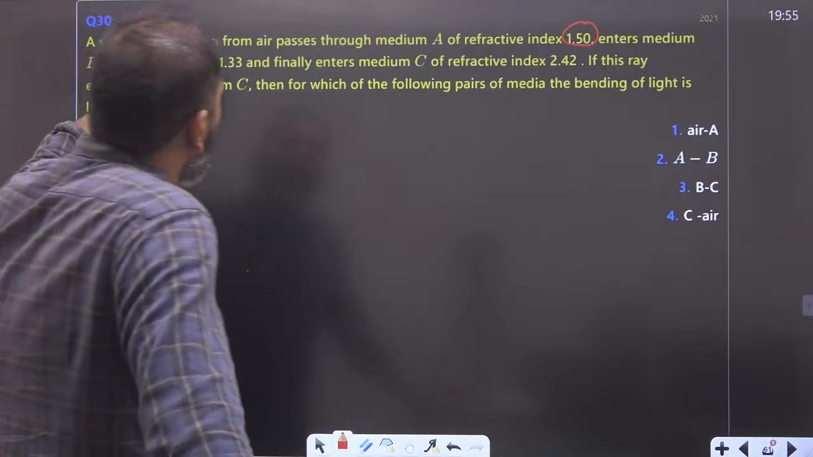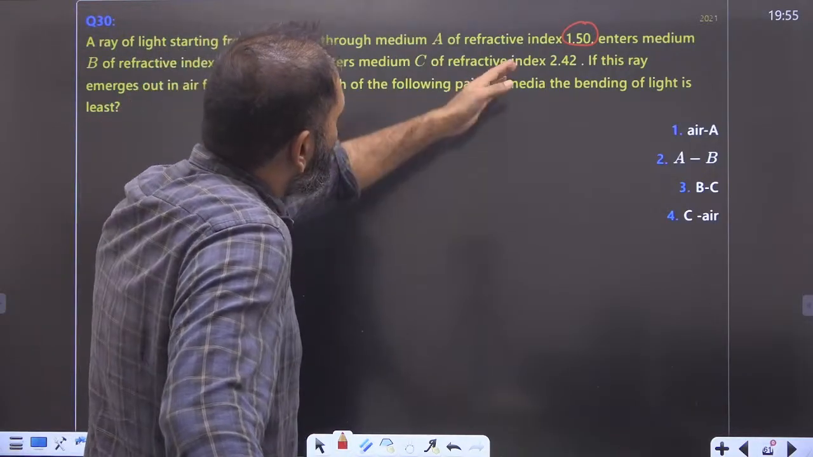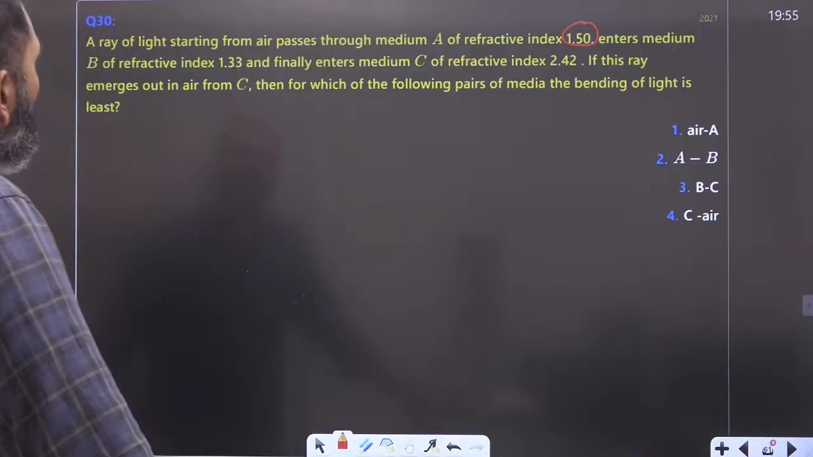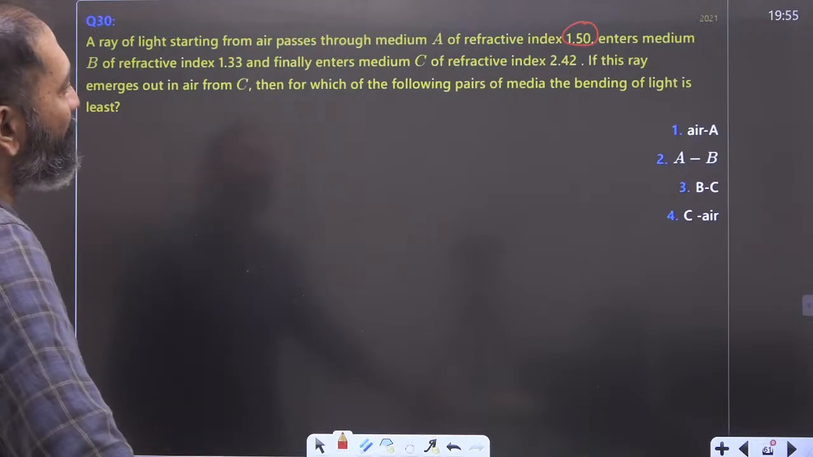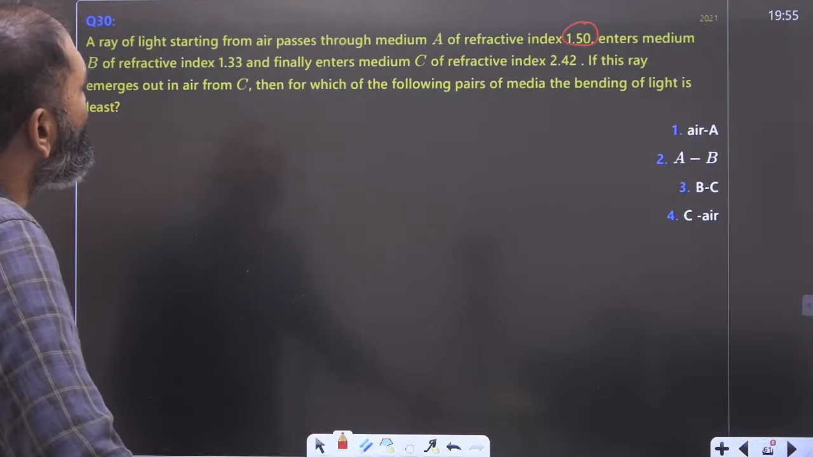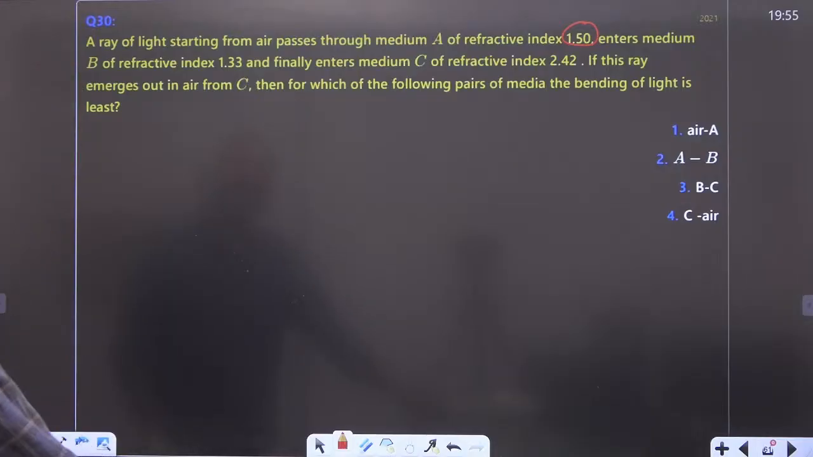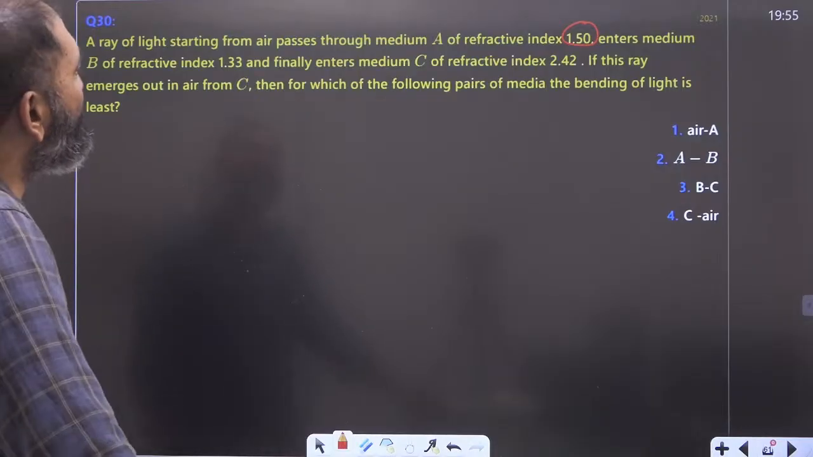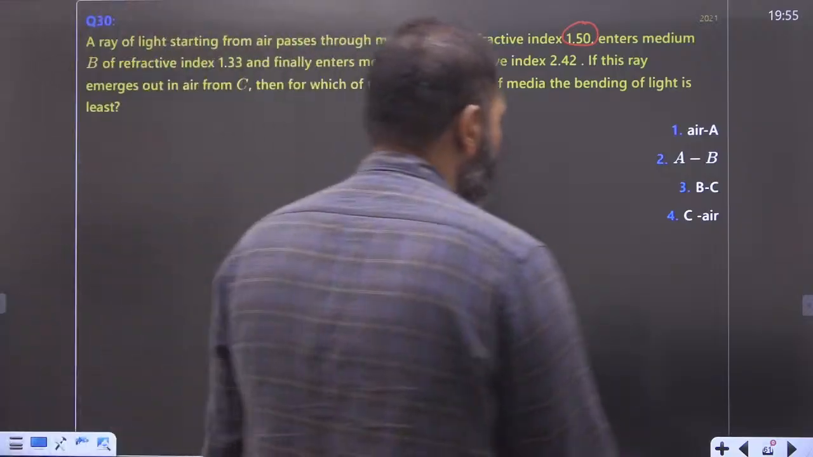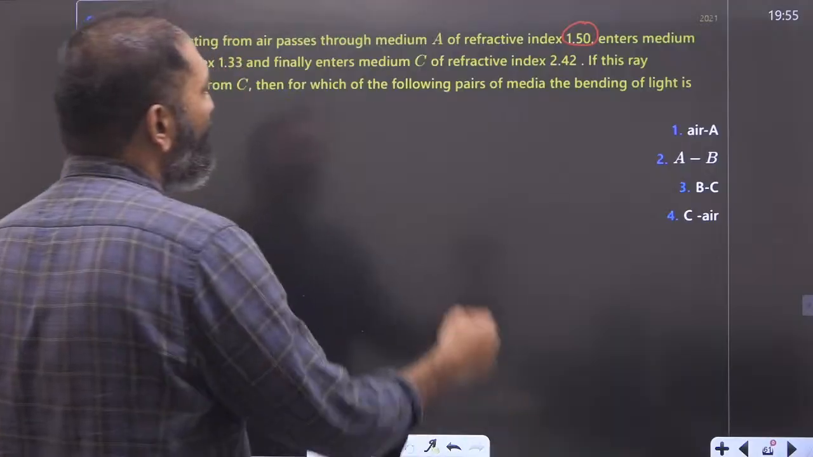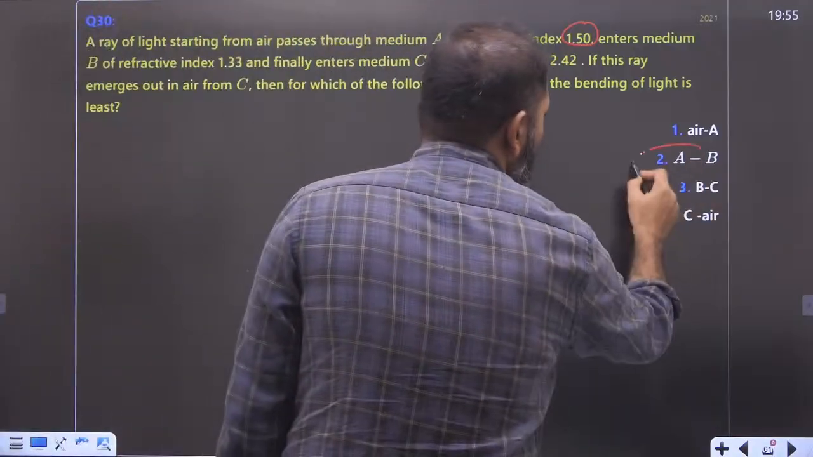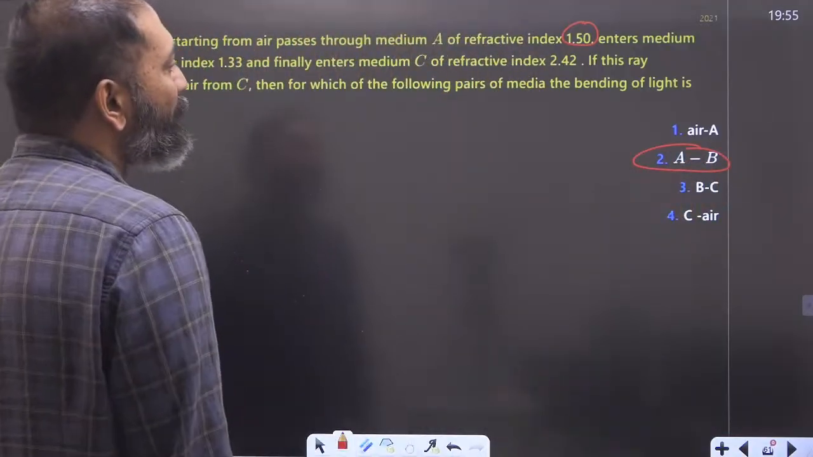So rarer to denser, it bends towards normal. Then 2.42 to again air. Air refractive index is 1. So for which of the following pairs is the bending of light least? Bending of light least will be in the first case, right? What will be the answer? Option B, A to B. First case, when it goes from A to B.